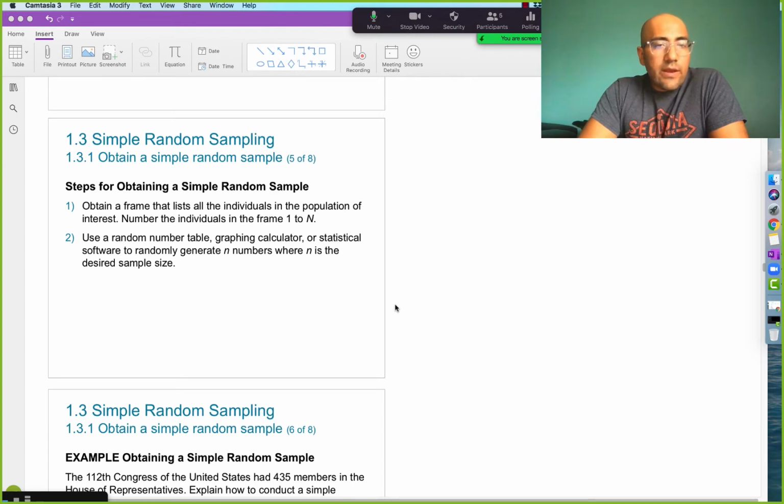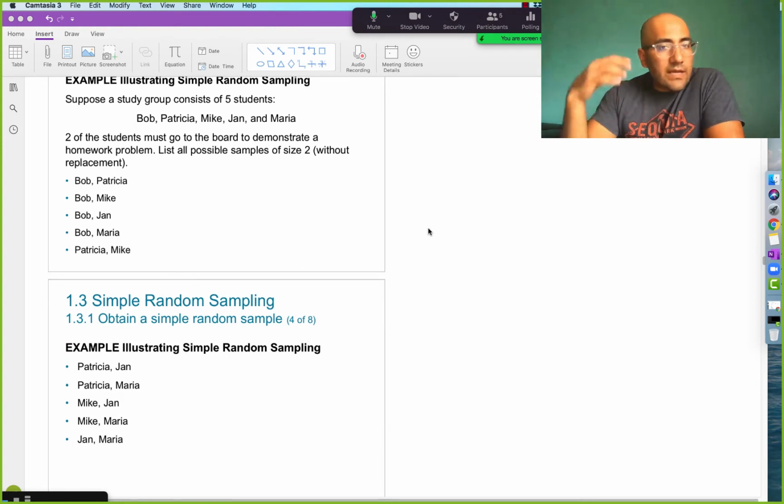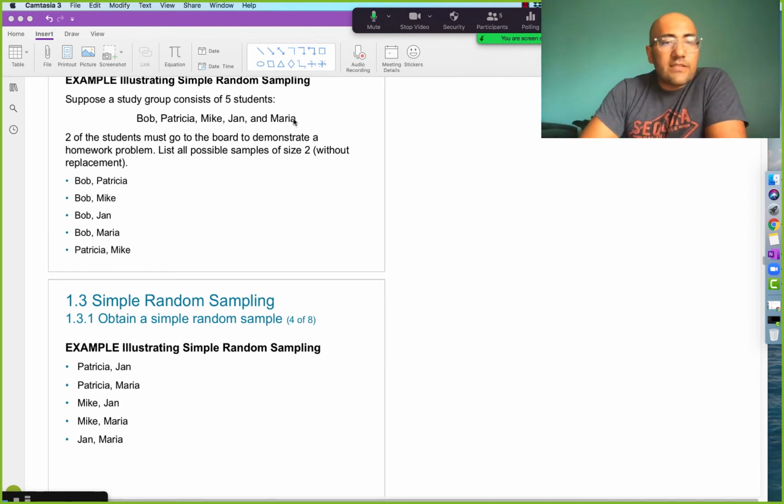Use a random number table or graphing calculator or statistical software to randomly generate n numbers, where n is the number of desired sample. Okay, so we can use technology to do that as well. The classic visualization is to put names, right? Put Bob's name in a little piece of paper, fold it up, throw it in a hat. Put Patricia's name in a little piece of paper, fold it up, throw it in a hat. We'd have 5 little pieces of paper, shake it up, randomly pick 2. That's one way to do it.